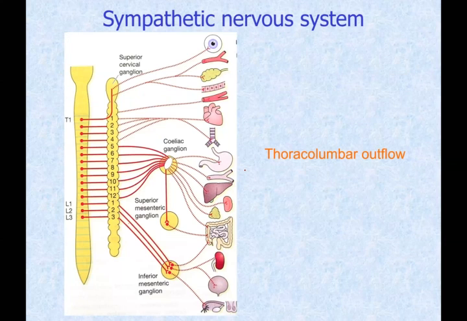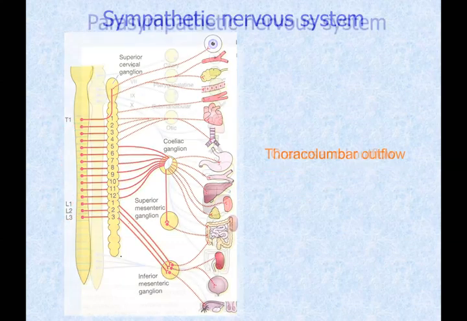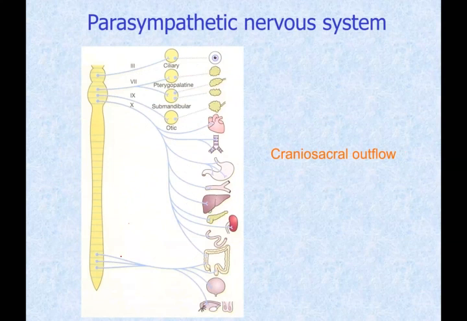The sympathetic nervous system has a thoracolumbar outflow. You must have learned this before. Thoracolumbar outflow means the sympathetic nerves come out from the thoracic and lumbar spinal segments, the middle area of the spinal cord, and then form the sympathetic chain, as I said a moment ago. The parasympathetic nerves have a craniosacral outflow.